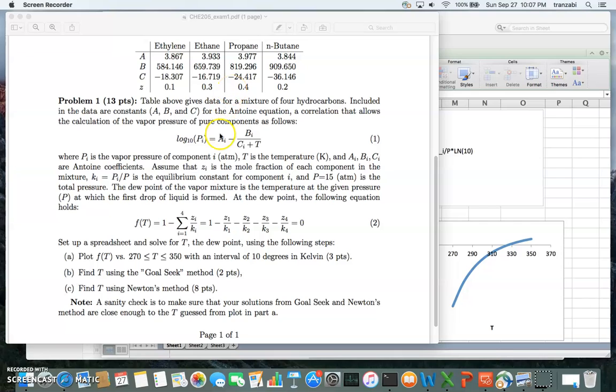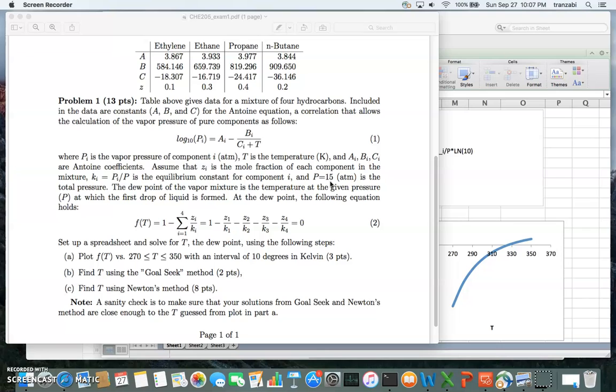So for every component, we can calculate the partial pressure Pi using the coefficients Ai, Bi, Ci. For example, if we want to calculate the ethylene partial pressure, then I put A1, B1, and C1 in here. For a given temperature, I can calculate the partial pressure of ethylene. Using the partial pressure, we can calculate the so-called equilibrium constant, which is partial pressure divided by the total pressure, which is given, and that is 15 atmospheres.